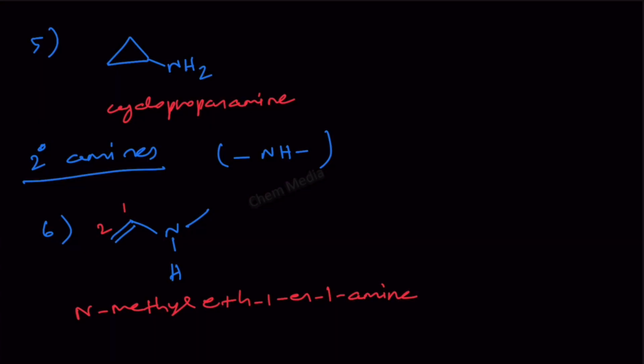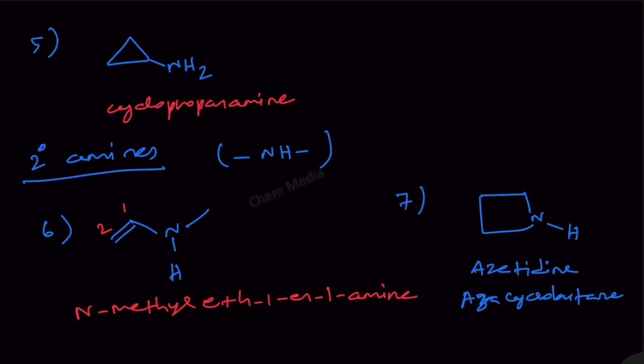And then number 7, we are going to write a cyclic secondary amine, that is this one. So this is azacyclobutane, that's the systematic name, but the proper IUPAC name is azetidine, that is A-Z-E-T-I-D-I-N-E. Azetidine is the proper IUPAC name, or you can also call it azacyclobutane.